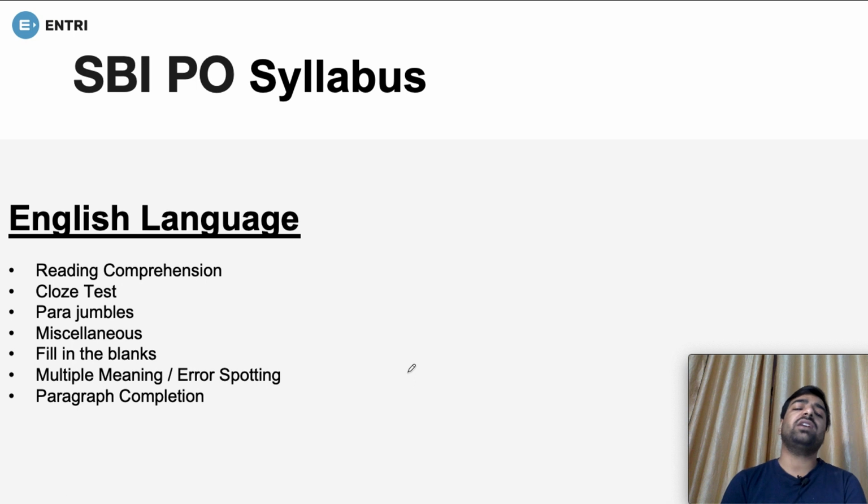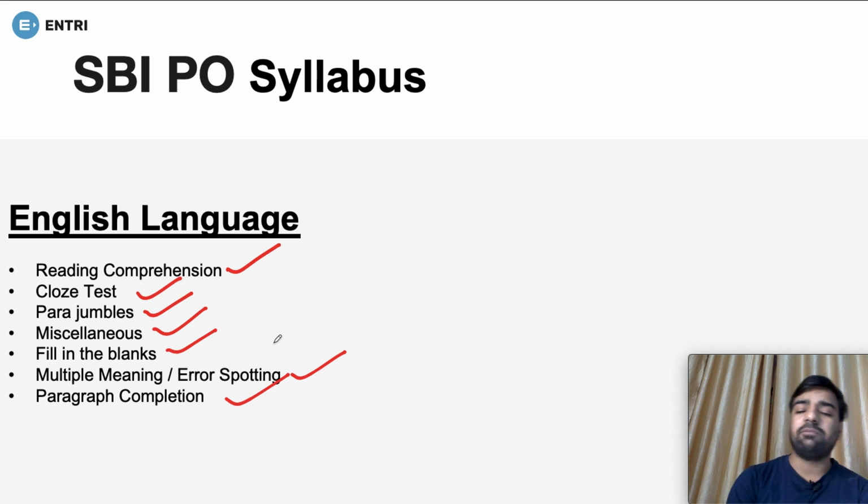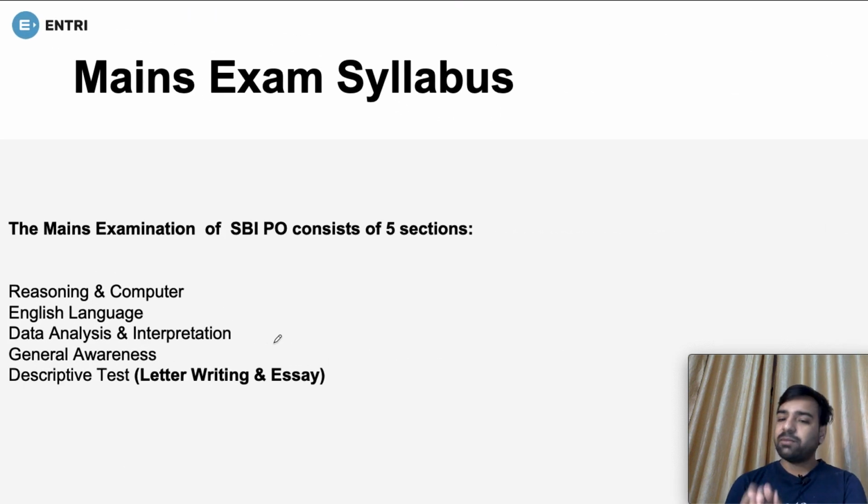Now comes the English language, where there is reading comprehension, cloze test, para jumbles, miscellaneous, fill in the blanks, multiple meaning, error spotting, and paragraph completion. So this was the prelims part. Now talking about the mains examination syllabus.